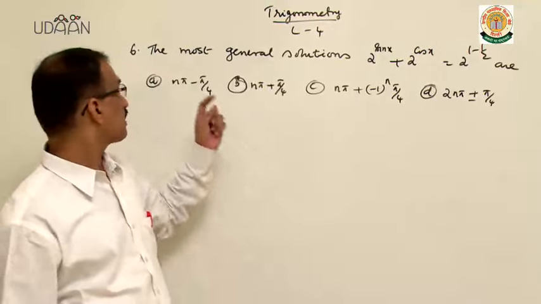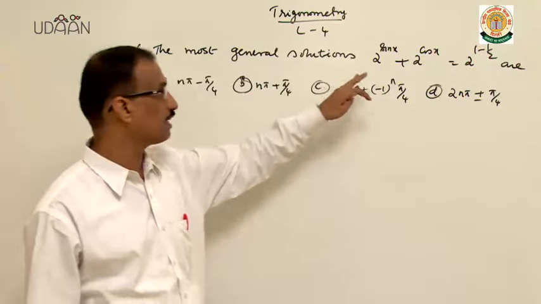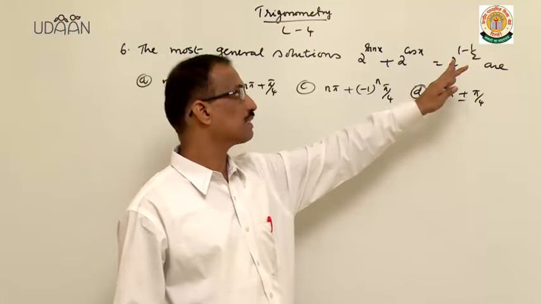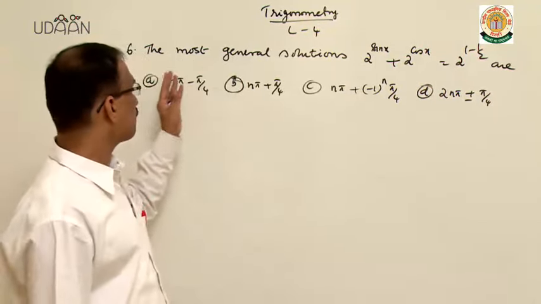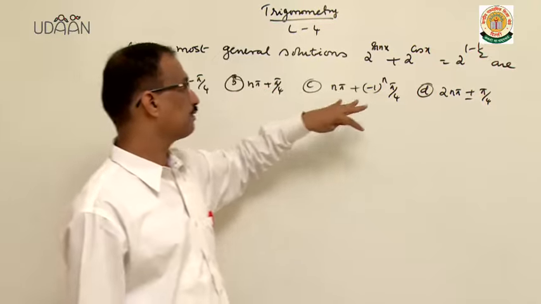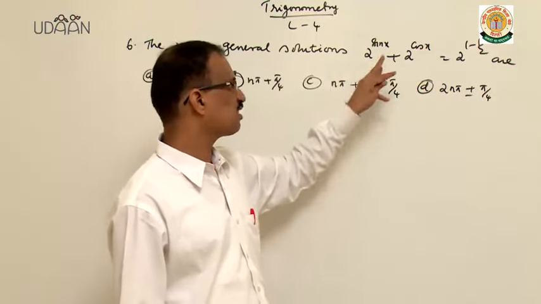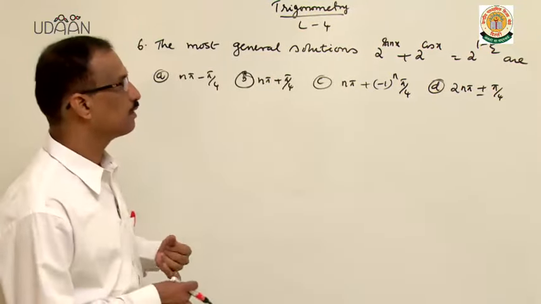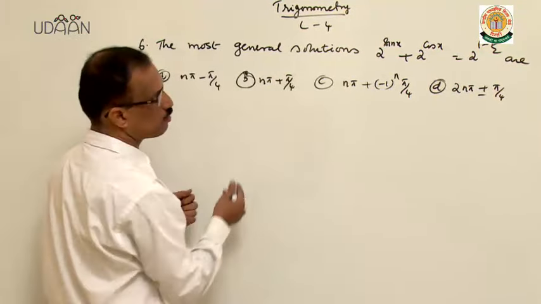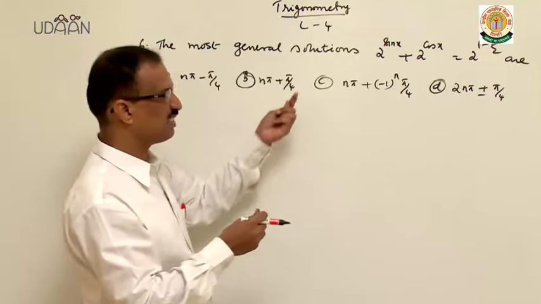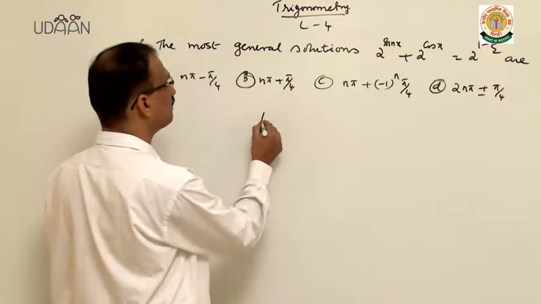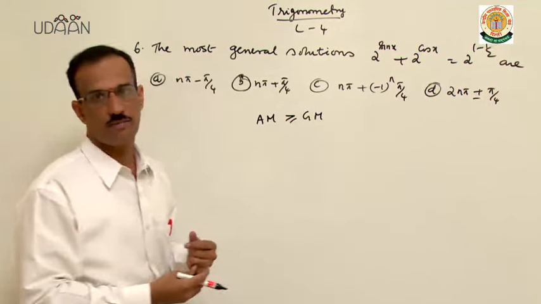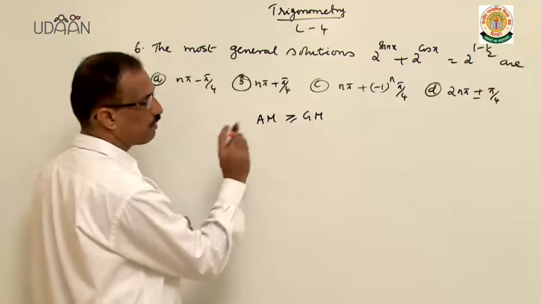Now the next question says: the most general solutions of the equation 2 power sin x plus 2 power cos x equal to 2 power 1 minus half are n pi minus pi by 4, or n pi plus pi by 4, or n pi plus minus 1 power pi by 4, or 2 n pi plus minus pi by 4. So now here the equation is 2 power sin x plus 2 power cos x. Whenever this kind of power comes, you consider AM is greater than or equal to GM. That will help you simplify the equations.